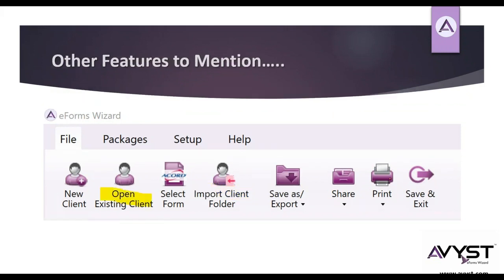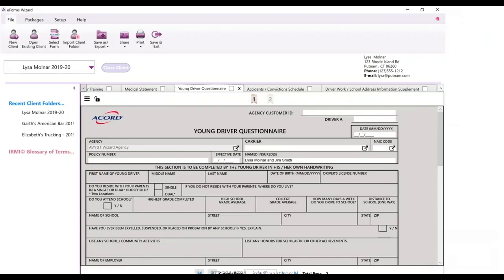A couple of other features to just mention from a navigational standpoint. You always have the option to open your existing client. Now, one thing that you will see is that your recent clients stay in front of you. So they're always there on the left. We know that you're working on an account, working on an account, working on an account. And so they stay in front of you for ease of use. But you can also always go look up your clients.